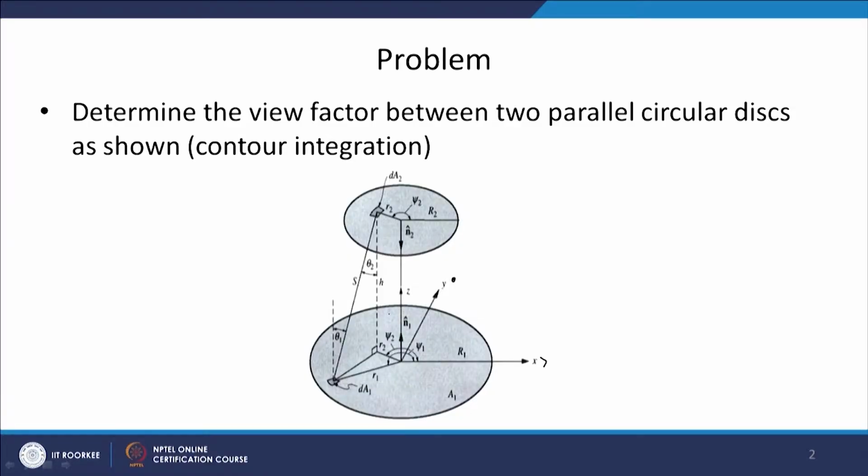The first problem that we are going to solve in this lecture includes two flat circular plates. The plates may have the same area or they may have different areas. So, in this case we will take that the radius of the two plates is different, they are parallel, separated by some distance h. We will apply the contour integration technique to find out the view factor between these two plates.